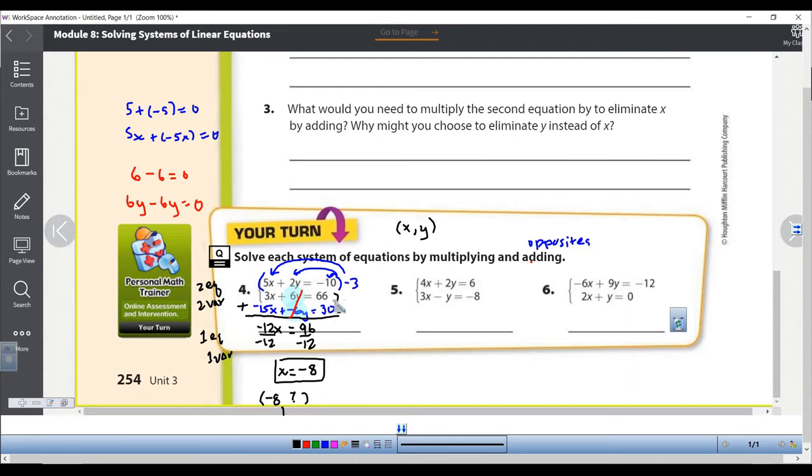So we need to go back to one of our original equations and find out what y is. Now, it would be great if we had an equation that said y equals, right? If we had one in slope-intercept form. But if you look at these three equations, they're all in standard form. So we're just going to pick one of them. I'm going to pick the second one. My second equation is 3x plus 6y equals 66.